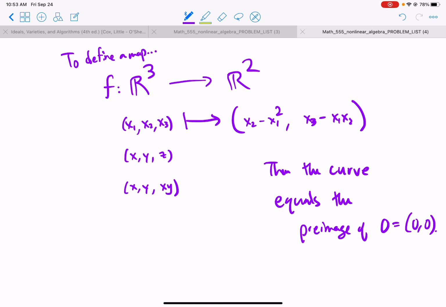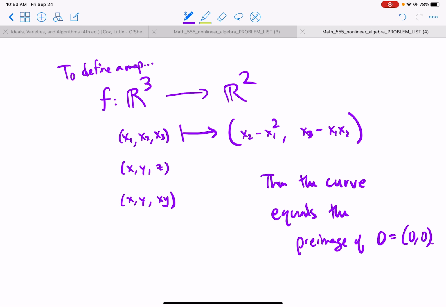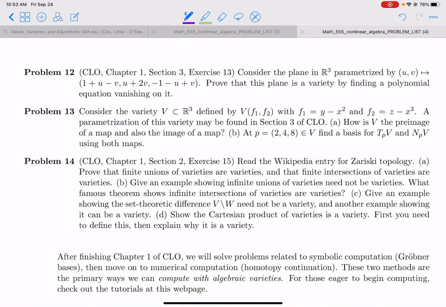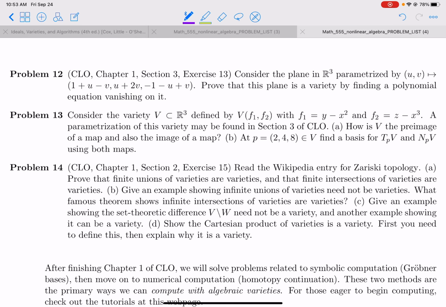Okay. Let's take a look at the questions. So that was problem 13. Problem 12 essentially uses the skill that I assumed you had in problem 13.